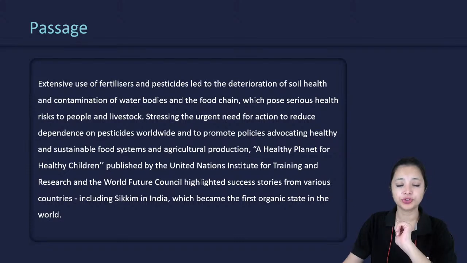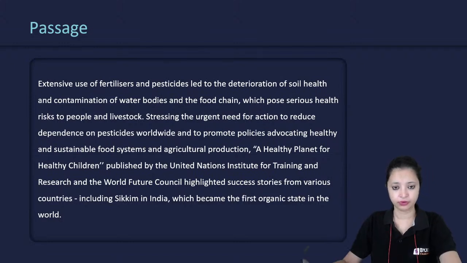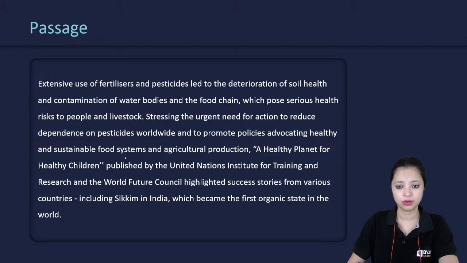Which line is important here in this page? A healthy planet for healthy children. Okay. First and the fifth line. Fifth is healthy and sustainable food systems. Okay. I think this line till this part is an important one. What was the name of the report? Where was it published? Merely a part of the premise.